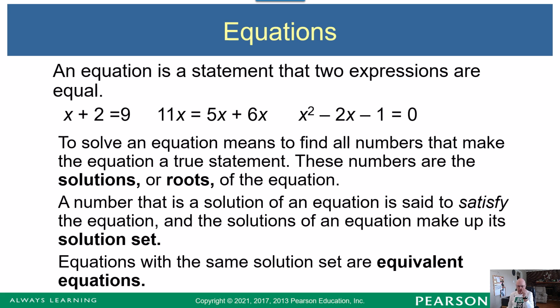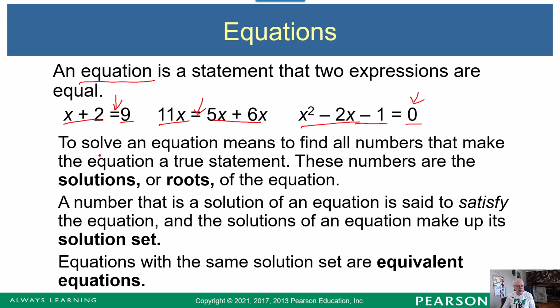First of all, an equation is a statement that two expressions are equal. In other words, if we look down here, this is an expression, that's an expression, and we're saying that they're equal. There's an expression, and they're equal. And last of all, a trinomial and the zero there, and they're equal.